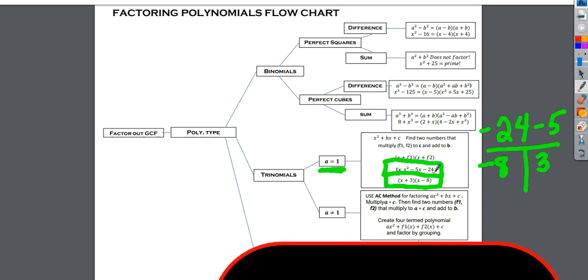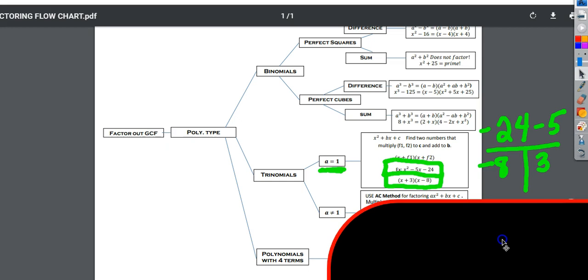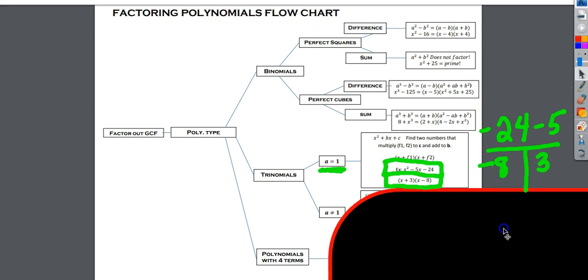Now, if it is the other way, which is where the x squared coefficient is greater than 1, your method is going to be a little bit different because that's where you're going to be using bottoms up.